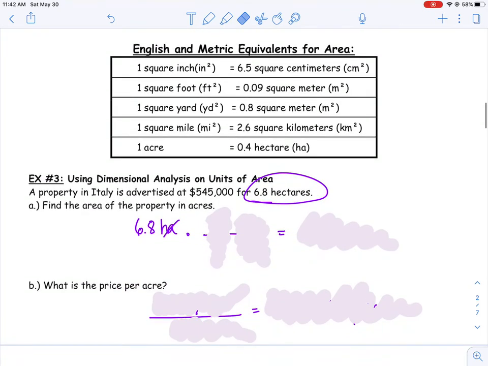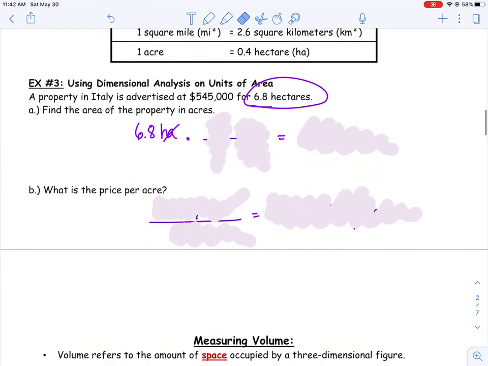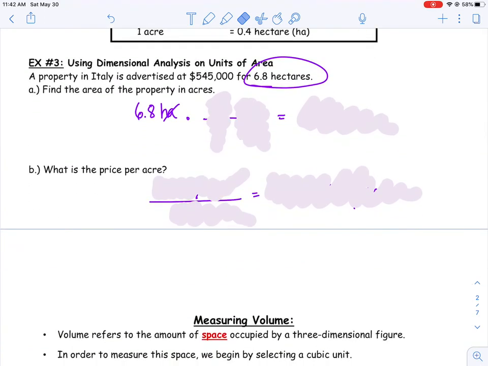All right. What happens though if I ask you to convert from English to metric or metric to English in area? Here's a couple more conversions that we might need to use if we're going from English to metric or metric to English and we're talking about area. Find those on your formula sheet, and let's do example 3 together. Example number 3 says, a property in Italy is advertised for $545,000 for 6.8 hectares. We might not really be able to tell what hectares are, so maybe we need to convert this a little bit differently. It says here find the area of the property in acres, and maybe that'll make more sense to us.